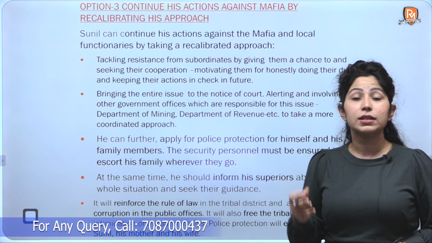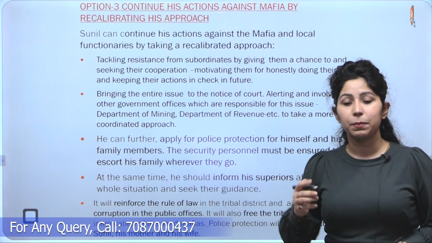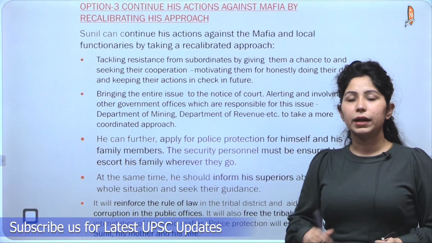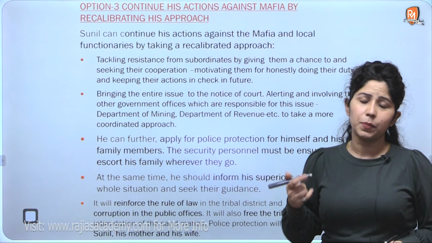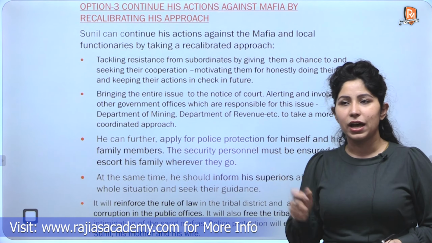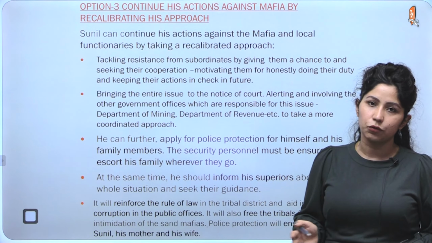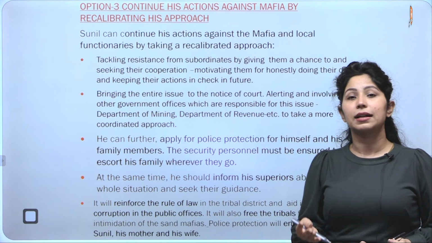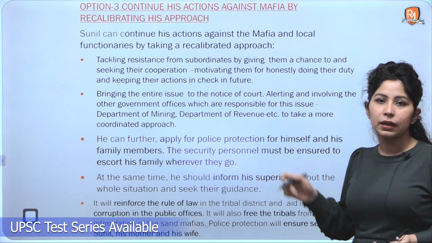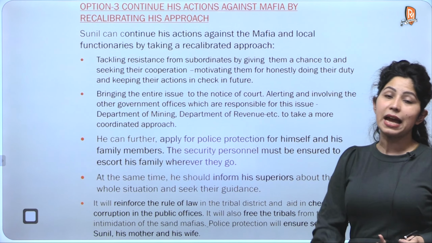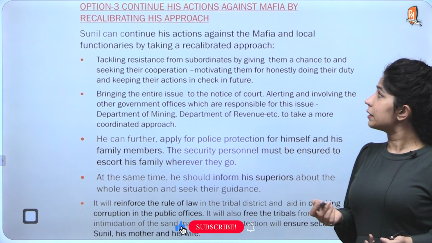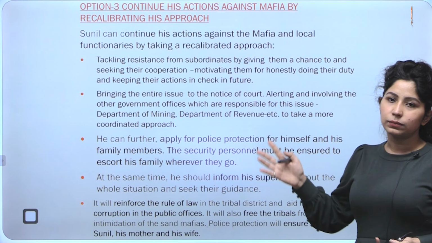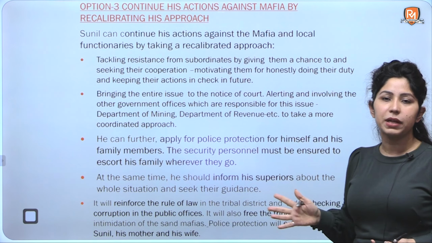Once all this chaos settles down, only then he can take the next step, and by that time he can ensure that this thing comes to the notice of a court or other departments like the Department of Revenue or the Department of Mines, which have interest, which have the responsibility to control all these things. They are also involved. Also, by that time he can take advice from his seniors or superiors posted in that area on how to tackle this issue. So the third option would be to continue his actions against the mafia by recalibrating his approach. So Sunil can continue his actions against the mafia and local functionaries by taking a recalibrated approach. And what are the points, what are the recalibrations that he can do?